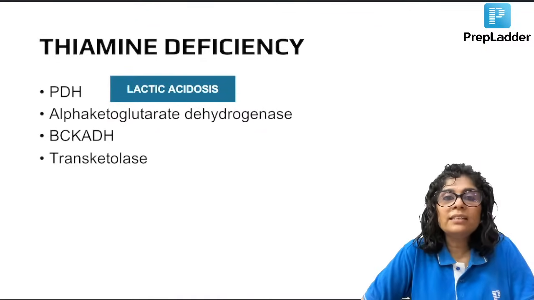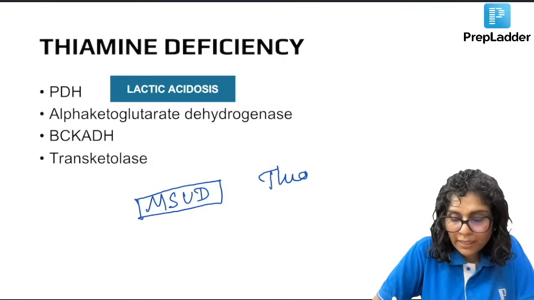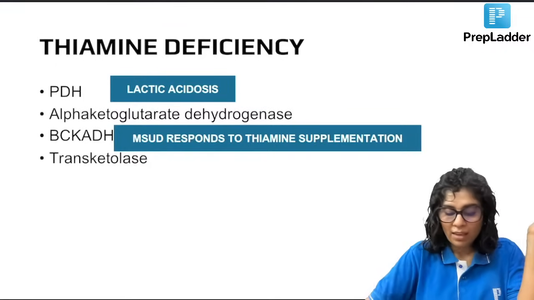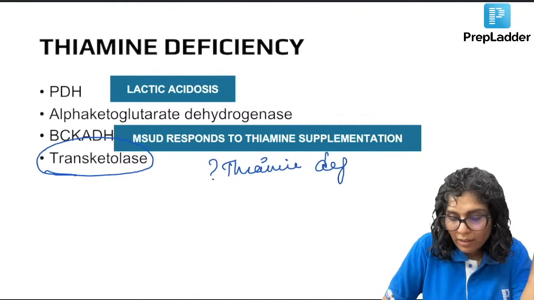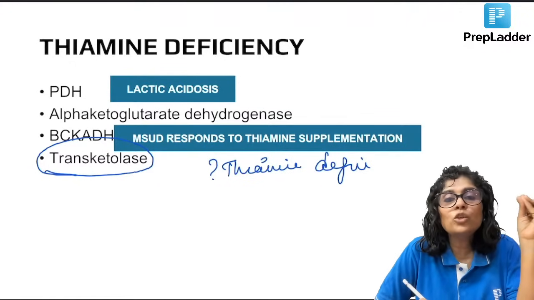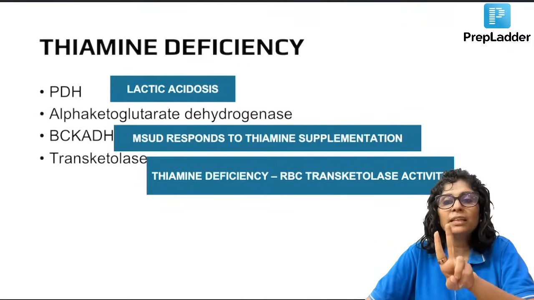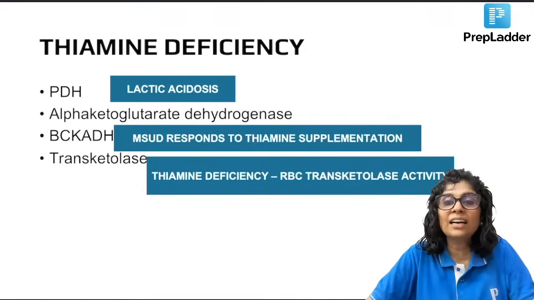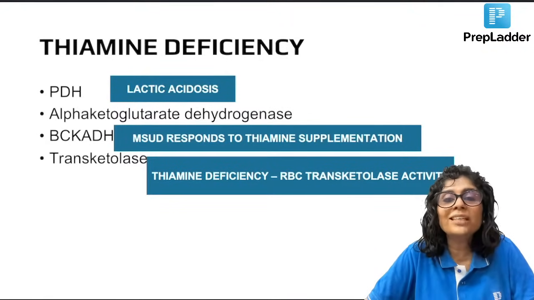Because branched chain keto acid dehydrogenase is dependent on thiamine, whenever you make a diagnosis of maple syrup urine disease, you start supplementing thiamine. Maple syrup urine disease responds to which vitamin administration? Thiamine administration. And because transketolase is dependent on thiamine, whenever you suspect thiamine deficiency, you should ask for RBC transketolase activity. Have you already learnt about 2 vitamin deficiency diagnostic tests? Whenever you suspect B6 deficiency, what will you estimate? You will estimate xanthurenic acid level after tryptophan load. Whenever you suspect thiamine deficiency, you ask for RBC transketolase activity.